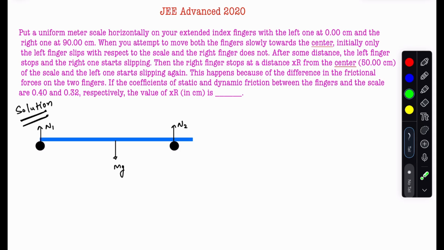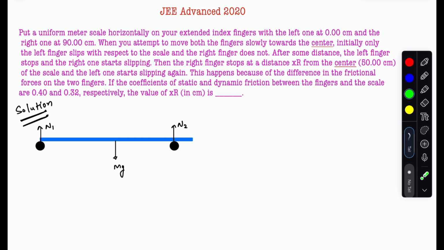So in this video I'm going to talk about this JEE Advanced 2020 question, where they have given that there is a meter scale. So basically the total length is 100 centimeter or 1 meter, placed horizontally on your extended index fingers.